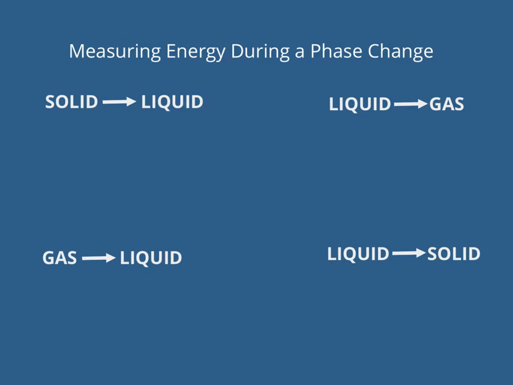So first we have the phase change from solid to liquid. This is our delta H of fusion, or our molar heat of fusion, which is the heat required by 1 mole of a substance to melt or to change phase from solid to liquid. And we write this as delta H fus for shorthand.